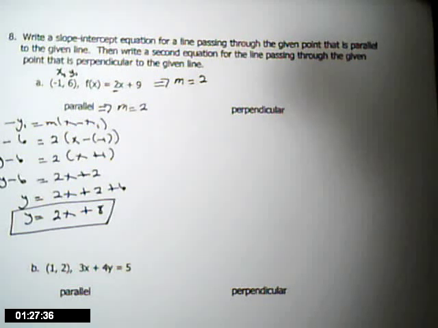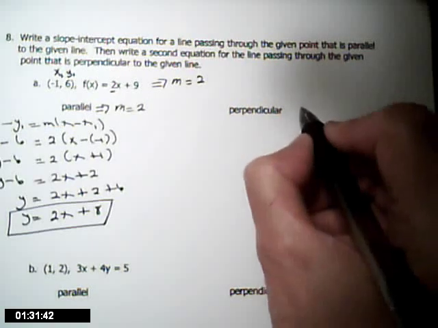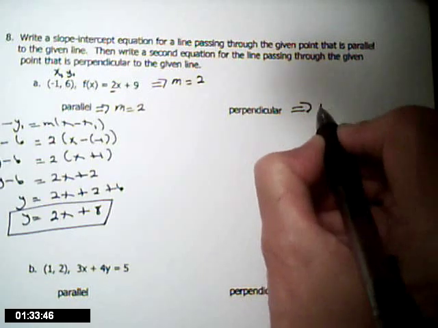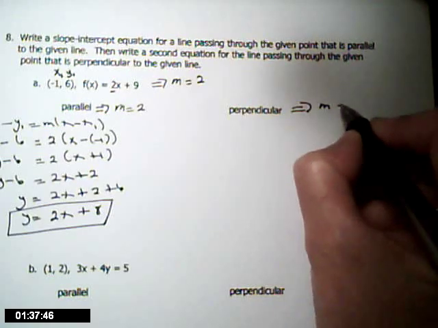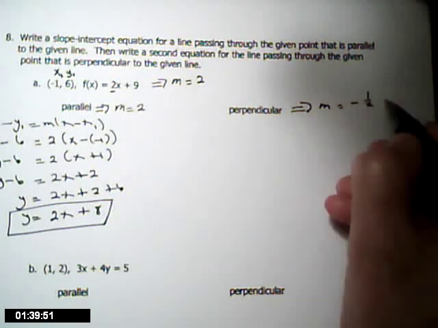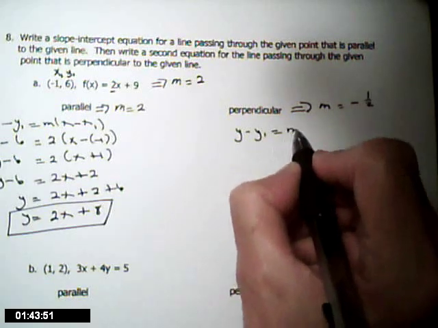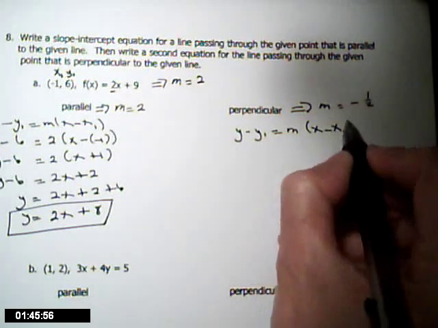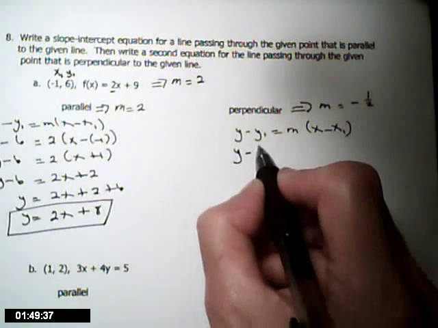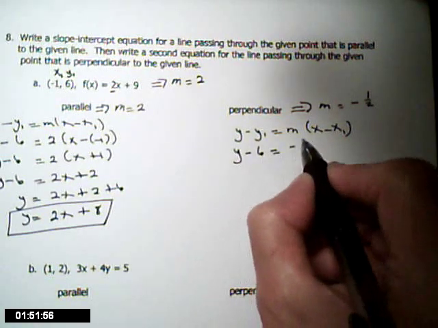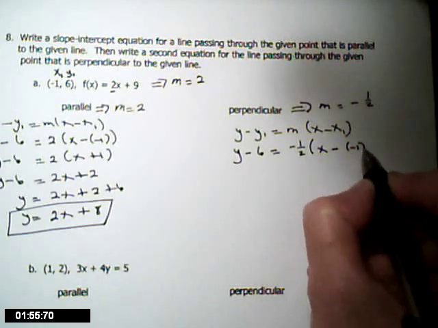Now if we write an equation perpendicular to that line, if you remember, your slope is going to be the opposite reciprocal, so instead of 2, it will be negative 1/2. Now again, I'm starting with point-slope form, and if I substitute, I'll have y minus 6 equal my slope times x minus the x.